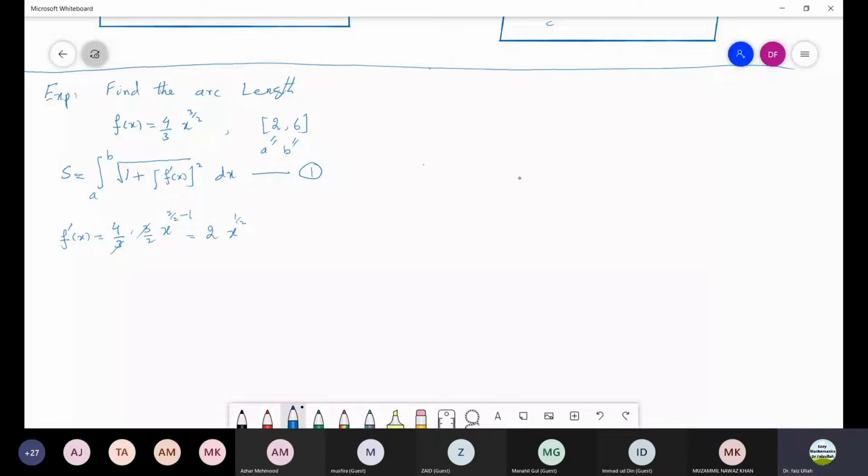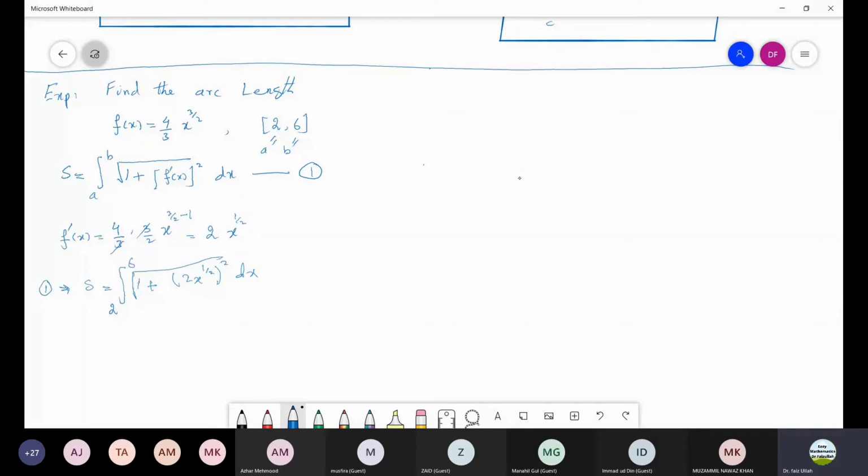Let us put these values in formula number 1. So from formula number 1, we have S is equal to integration from 2 to 6, because a is 2, b is 6. And here I am writing 1 plus f dash. What is f dash of x? That is 2x whole power 1 over 2, and its square, under the root, into dx. So it's very simple, I am just putting the values. And now the next task is to simplify this.